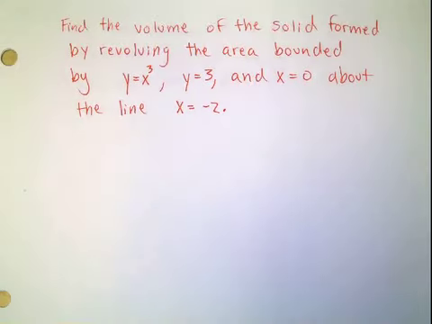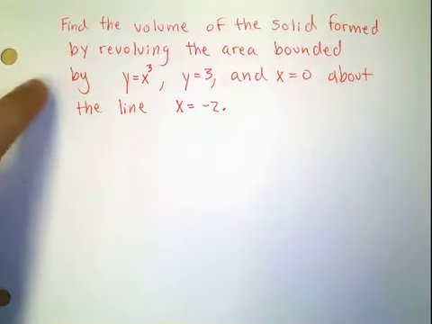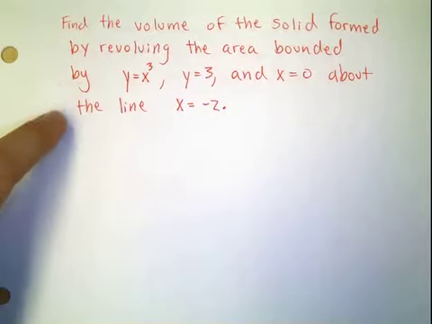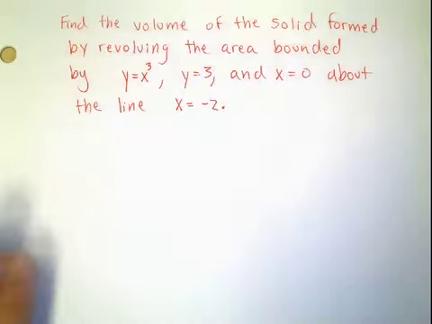Find the volume of the solid formed by revolving the area bounded by y equals x cubed, y equals 3, and x equals 0 about the line x equals -2. So we got all the facts and we're going to run through the steps of solving this thing. First thing's always to graph it. So let's set up a graph and get this thing going.